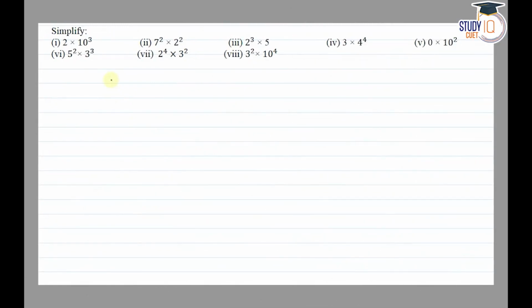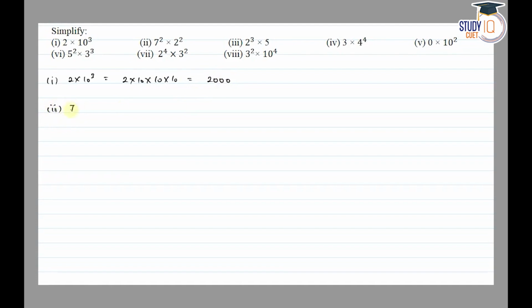Hello everyone, this question appears in the class 7th NCERT chapter of Exponents and Powers. This is the 6th question of exercise 13.1. The question says simplify. The first part is 2 into 10 to the power 3. Its expanded form will be 2 into 10 into 10 into 10. So on multiplication, we get 2000.